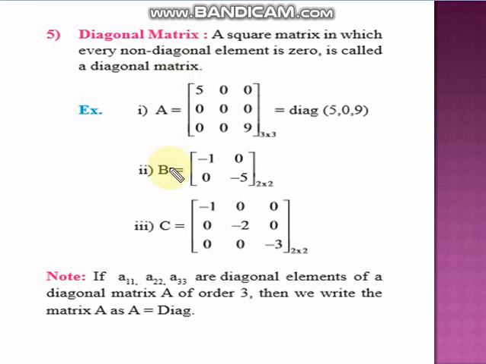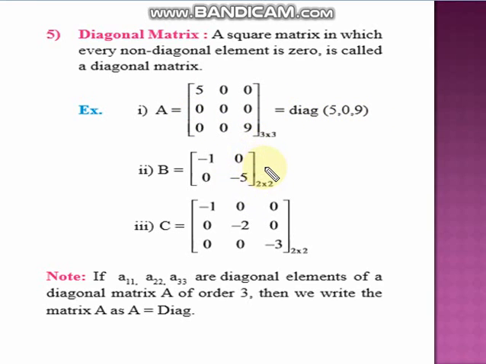So all these three are examples of a diagonal matrix. You can notice that all these three are square matrices in which non-diagonal elements are 0. In B, these are the non-diagonal elements. In C, these are the non-diagonal elements. And it is denoted by diag. So this is a diagonal matrix.